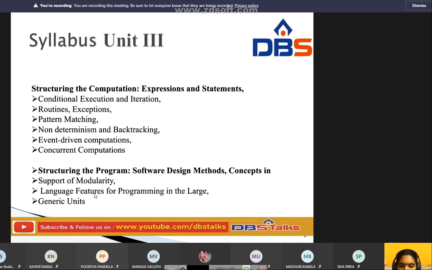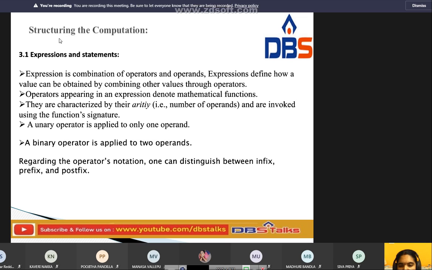First topic, structuring the computation. Here, the first topic is expressions and statements.